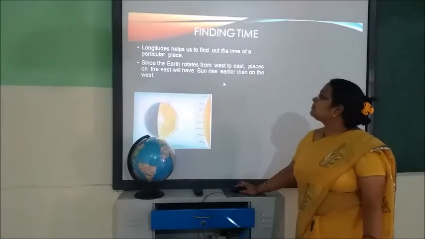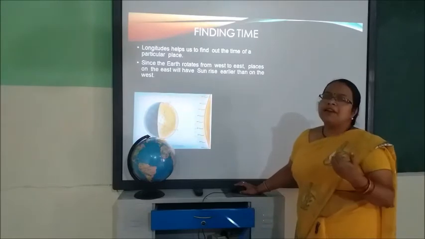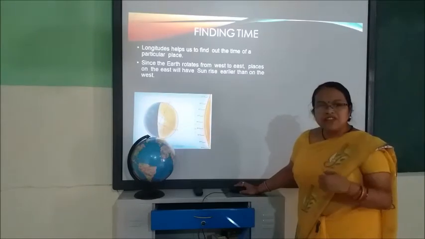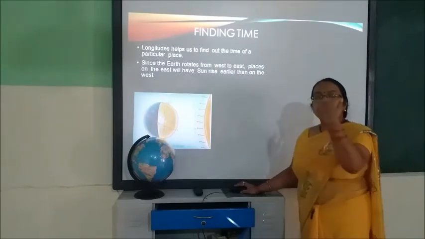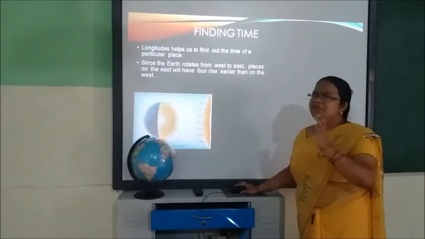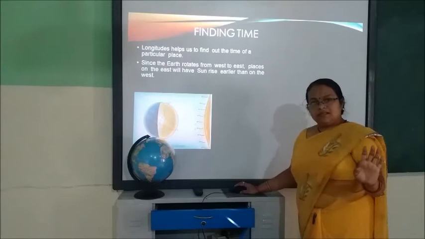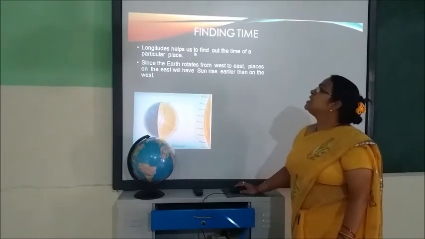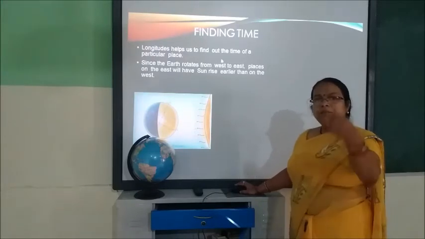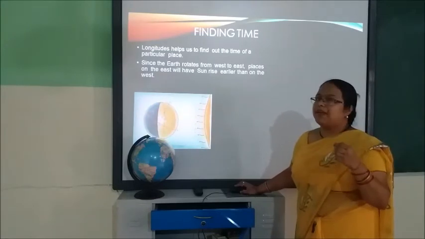Now, finding time. Longitudes and time are related to each other. We have studied that longitudes are imaginary lines which run from the North Pole to the South Pole, and they are semicircles, which we have already discussed with their characteristics, children. Longitudes help us find the time of a particular place. To know the time of a particular place, we have to know the longitude of that place.